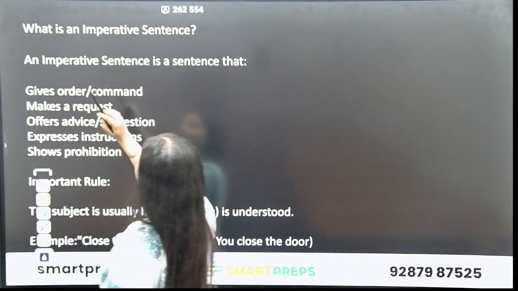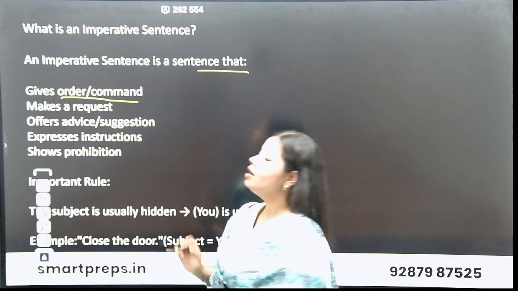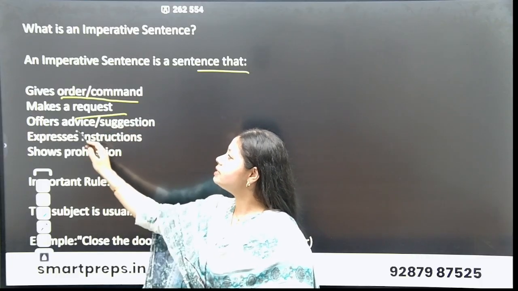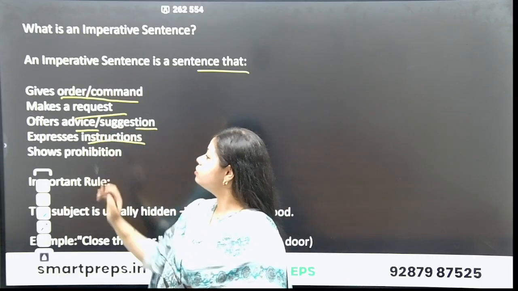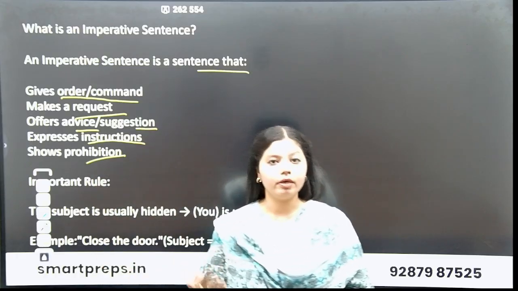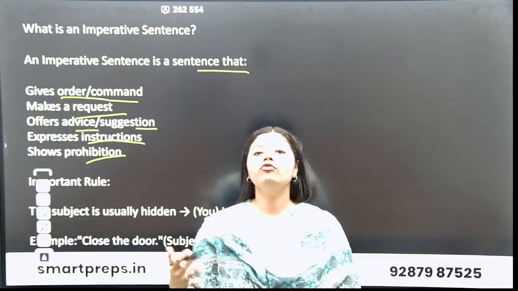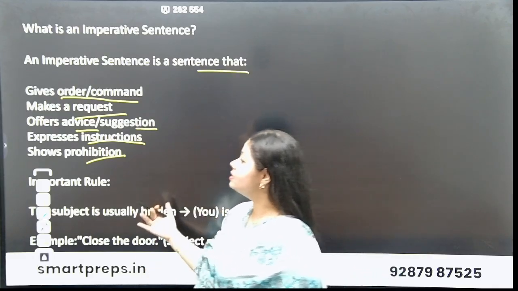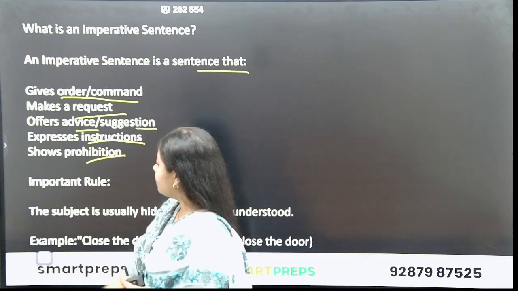An imperative sentence is a sentence that gives an order or command, or that makes a request or offers advice or suggestion, or expresses instructions, or shows prohibition. So imperative sentences are used when we are issuing an order, requesting, or giving advice. Now there are various important rules regarding imperative sentences.